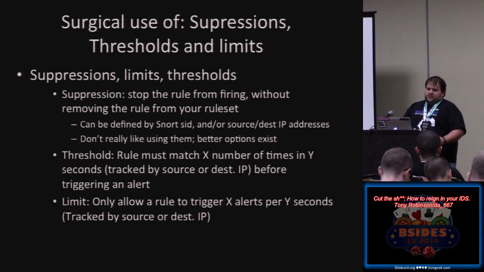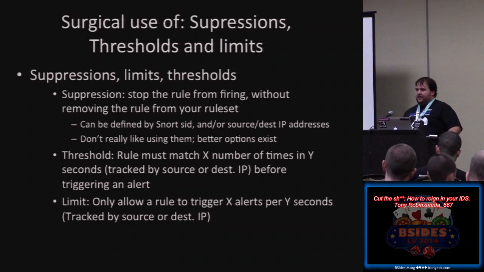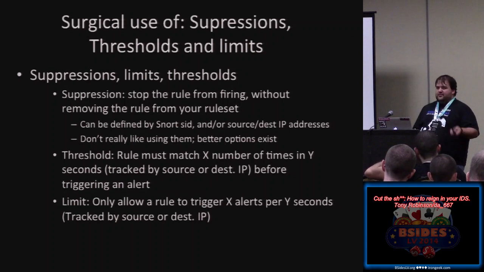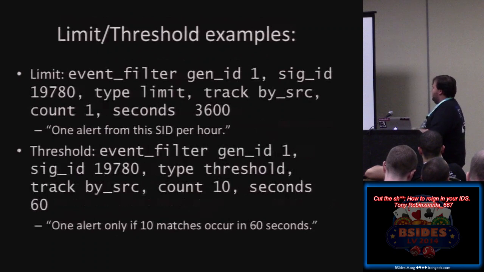In comparing thresholds and limits, I like using limits a lot more. It helps in reducing the noise. It helps in those situations where you know your host is infected with something, but you're not being chain-gunned with those alerts every 5 seconds, every 20 seconds. You just say, I only want to see this alert this many times in this period in seconds. And I'll show an example on the next page of what a limit looks like.